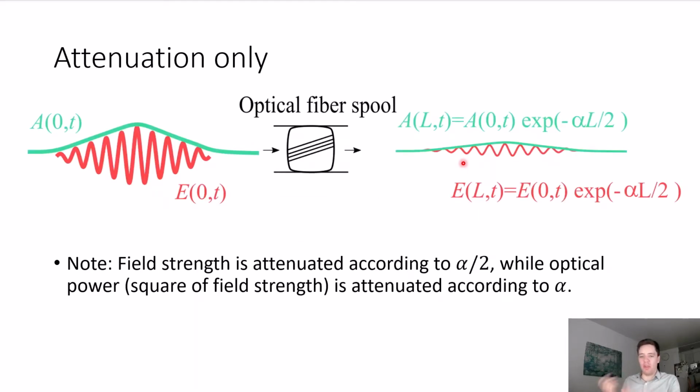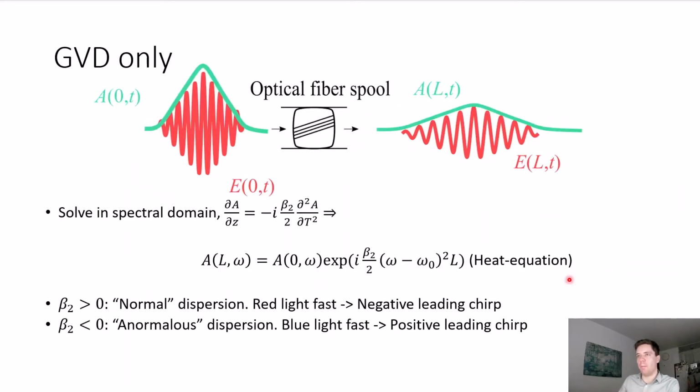So as mentioned, attenuation is fairly easy to understand. It just causes the pulse power to exponentially decrease as we propagate forward. Note that alpha over 2 changes the amplitude of the pulse, whereas alpha changes the power of the pulse. So just be aware that if you're reading sources on fiber optics, some authors use alpha as the field attenuation coefficient. Some people say alpha is the power attenuation coefficient. So just be aware of that distinction when you're investigating this for yourself.